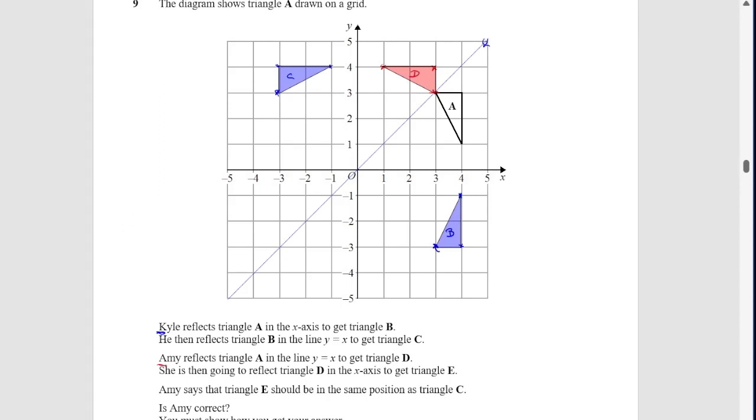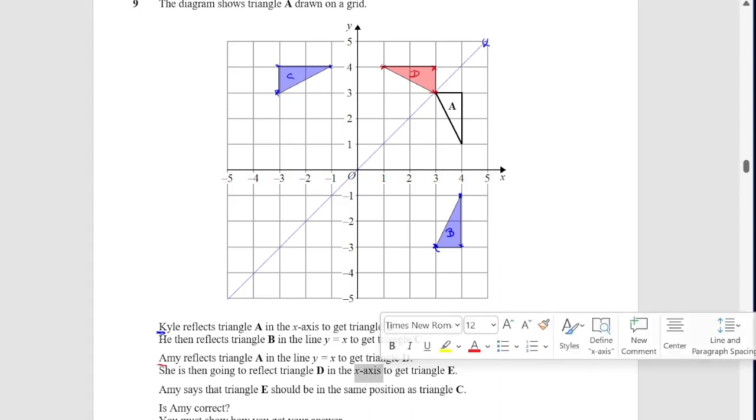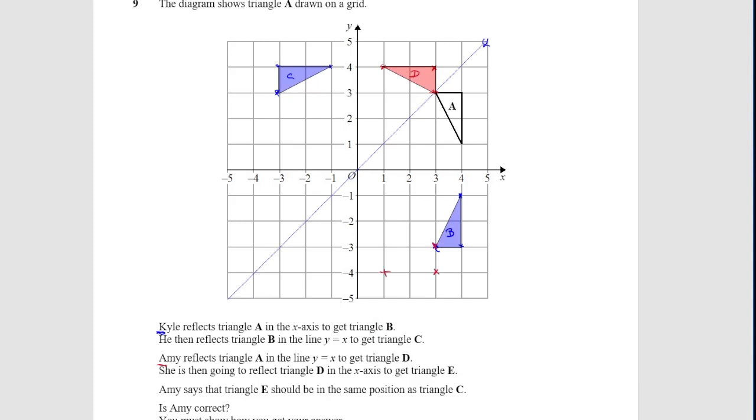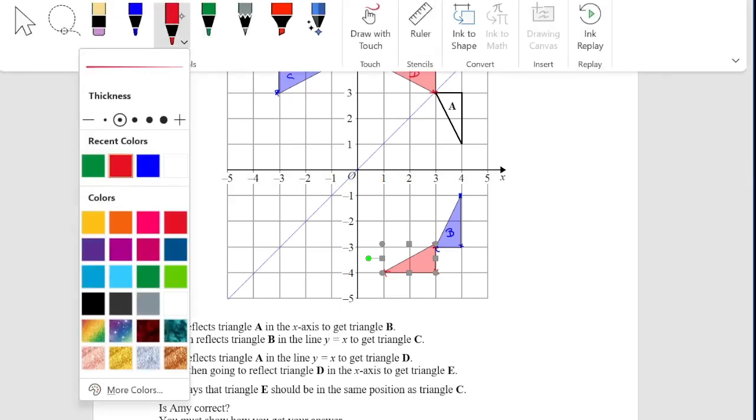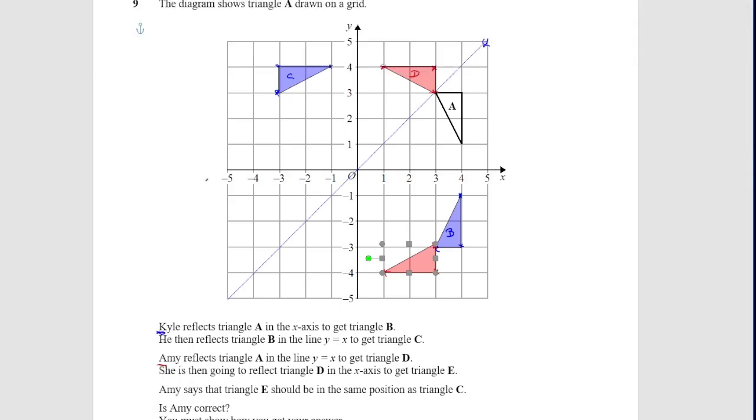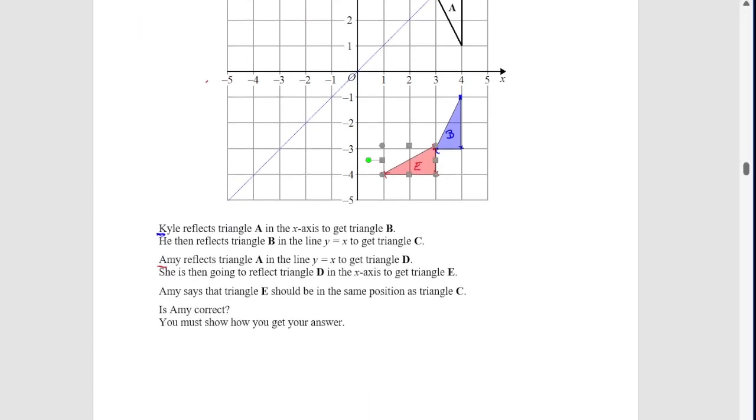And then she's then going to reflect triangle D in the x-axis to get triangle E. Wow, that's a shame. So if we reflect in the x-axis, if she'd have reflected in the y-axis, she would have been correct there. So reflecting that in the y-axis would move our points to 3. So move it to there. So let's put that in. So that's E. Let's change my pen colour. Keep it consistent. So that would be triangle E. So is she correct? No.